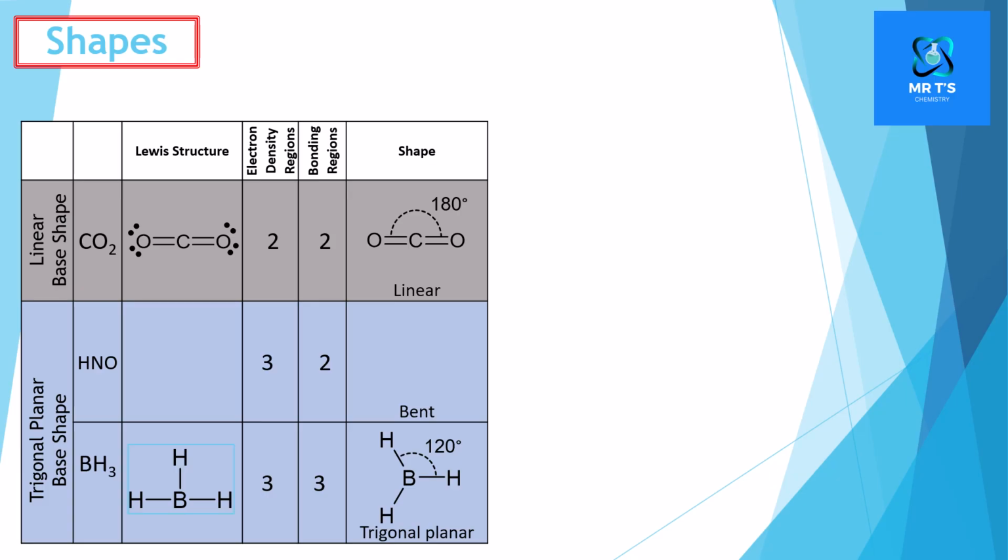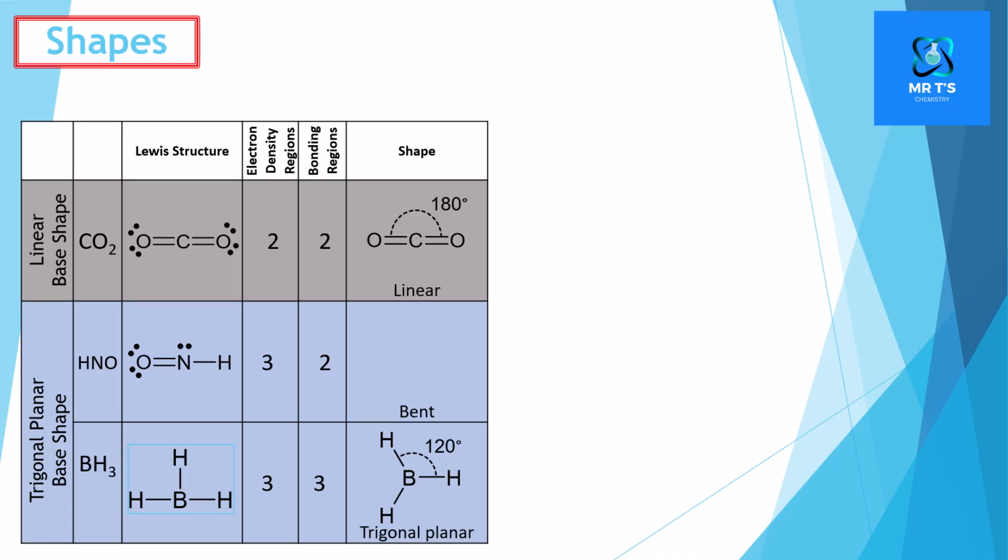Now, I'll just explain in more depth what we mean here. This next molecule here, hydrogen nitride, I'm not sure whether that's the right name. Anyway, what we've got here is a nitrogen as a central atom, and we've got a double bond, a lone pair, and a single bond around it.